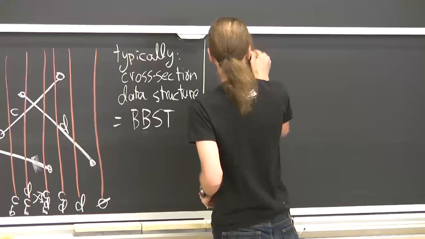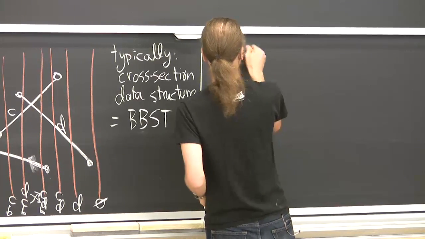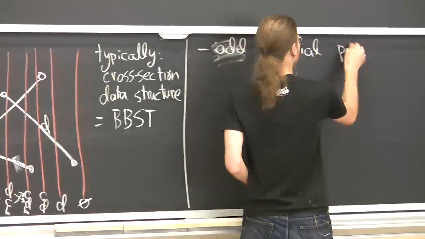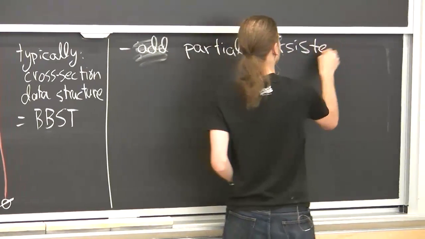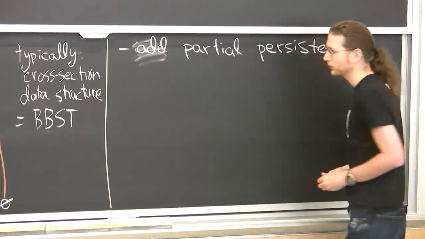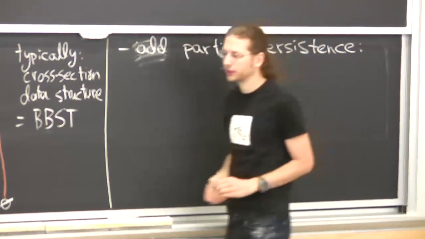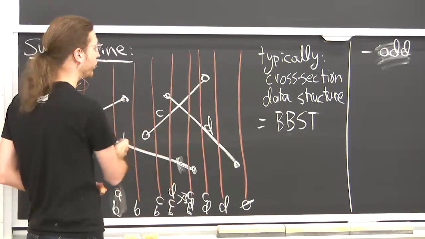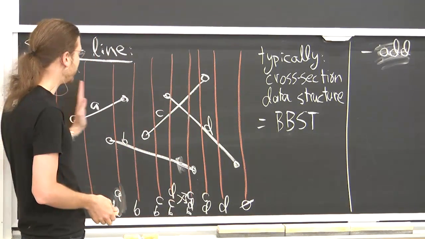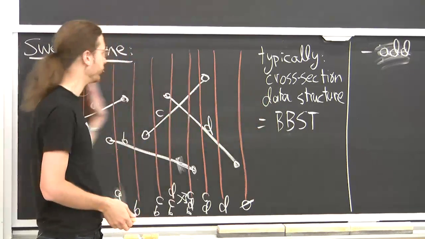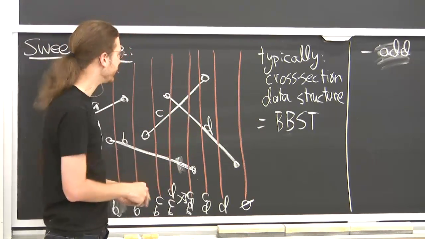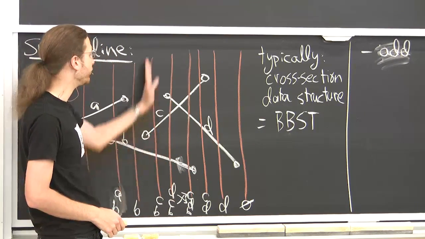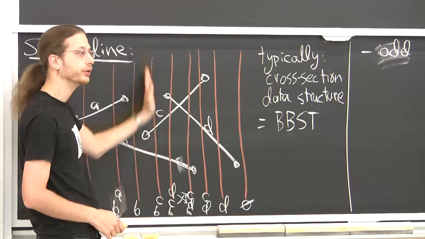So if we add partial persistence, what does that let us do? Well, it lets us look at a moment in the past. Partial persistence is about querying the past. So there's a sequence of insertions and deletions that occur from the sweep line. But now if we can query in the past, that's like going to a desired x coordinate and saying, what does my data structure look like at this moment?